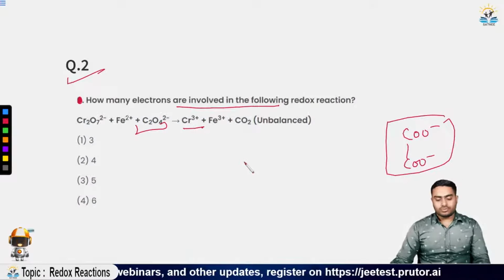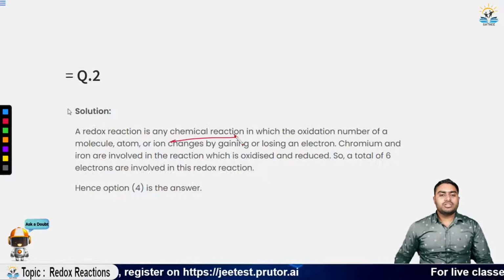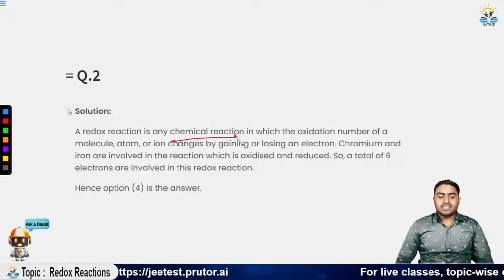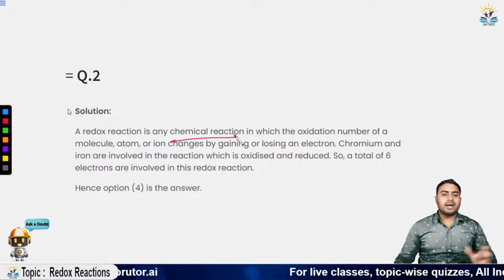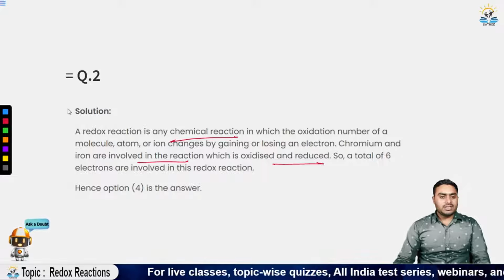So let's see the solution of this particular question. You can see a redox reaction is any chemical reaction in which the oxidation number of a molecule, atom or ion changes by gaining or losing an electron. Chromium and iron are involved in this reaction, which is reduced and oxidized.